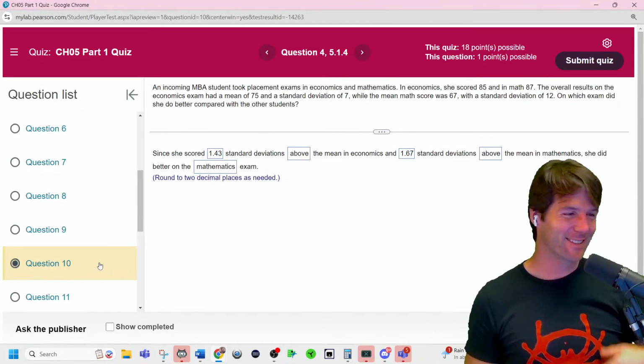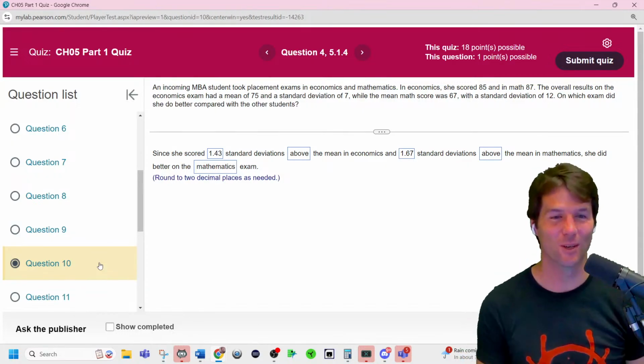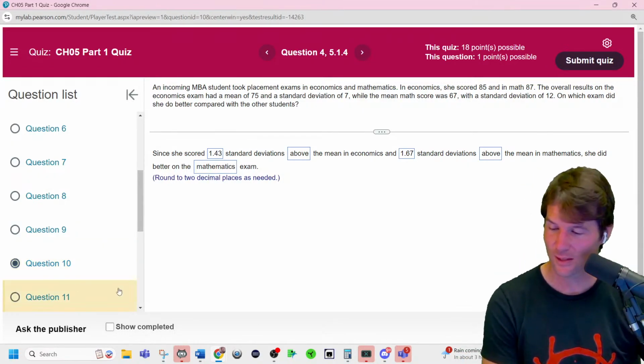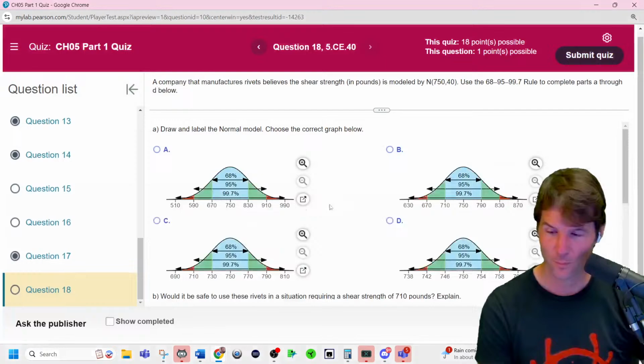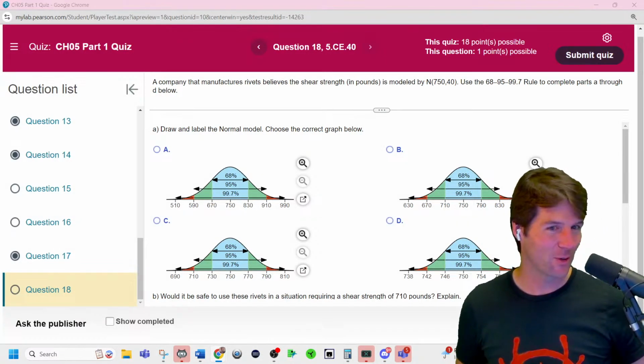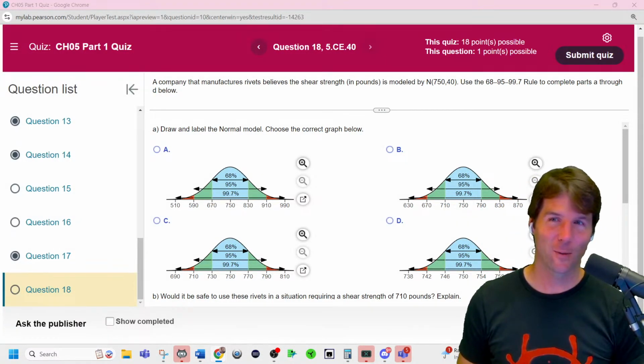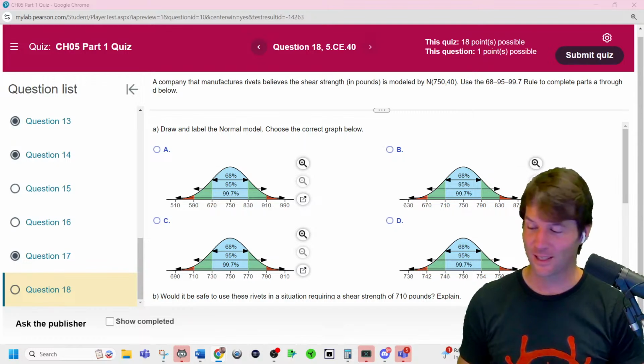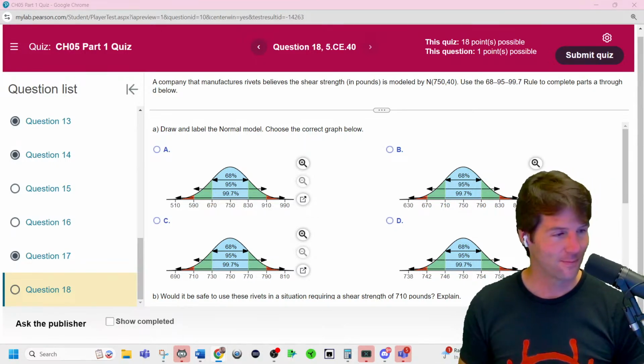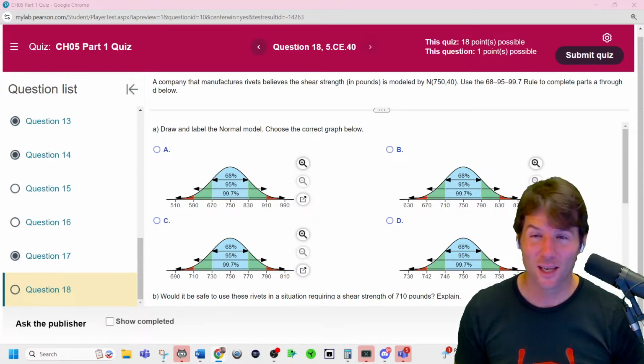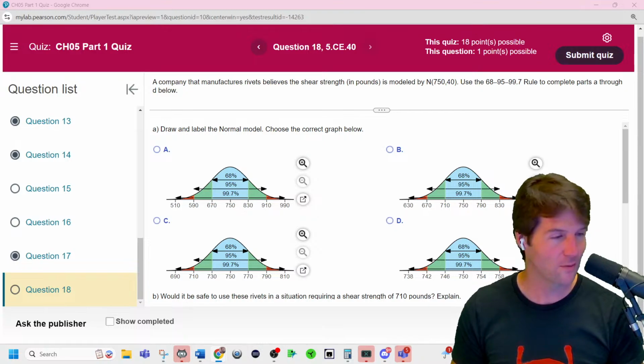What should we do next? What question should we do? A company that manufactures rivets. Watch this. Boom. A company that manufactures rivets. I saw it earlier. It's a common good question right here. It's got a tricky one at the end that won't trick me today. Wow. No tricks on me. Okay, 42. Let's try to do one more after this.